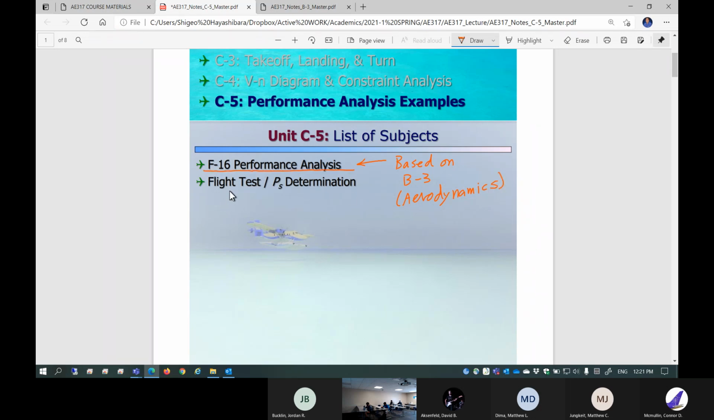Then after that, today I'm going to do an example, which is quite interesting: flight test and then PS determination. This actually can be done in an actual airplane.